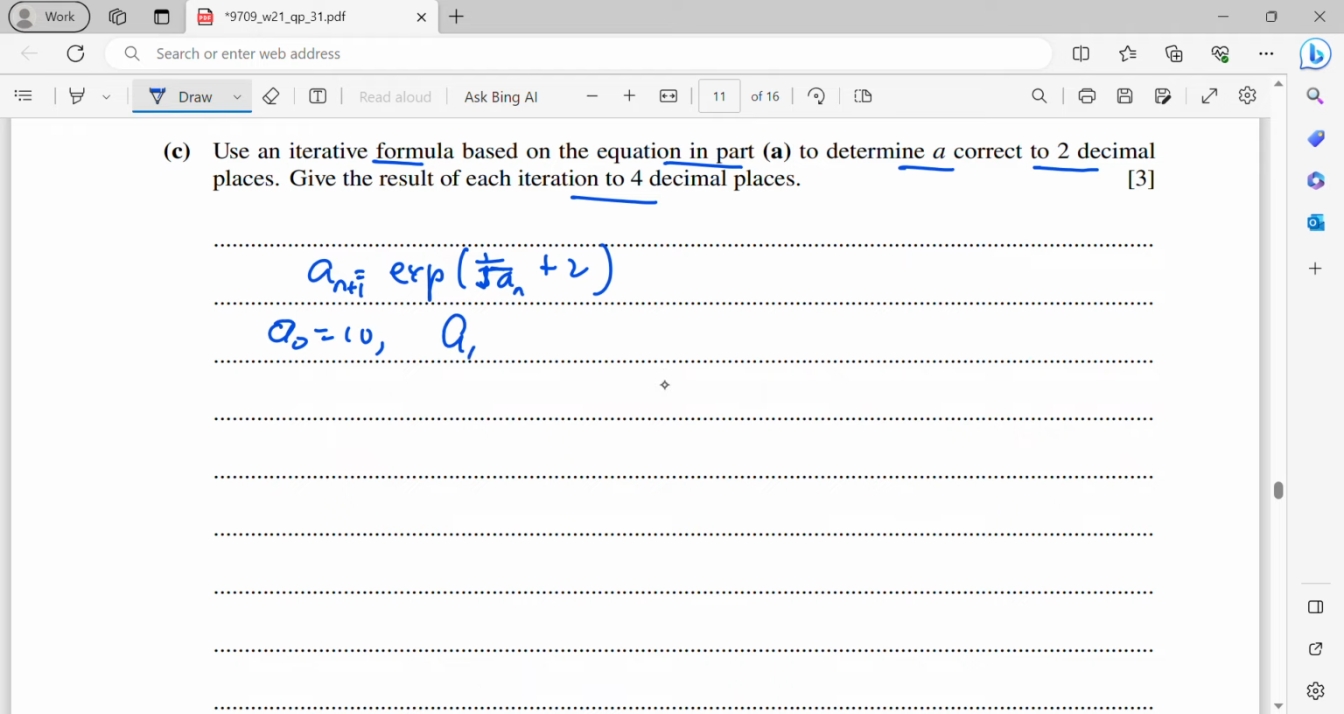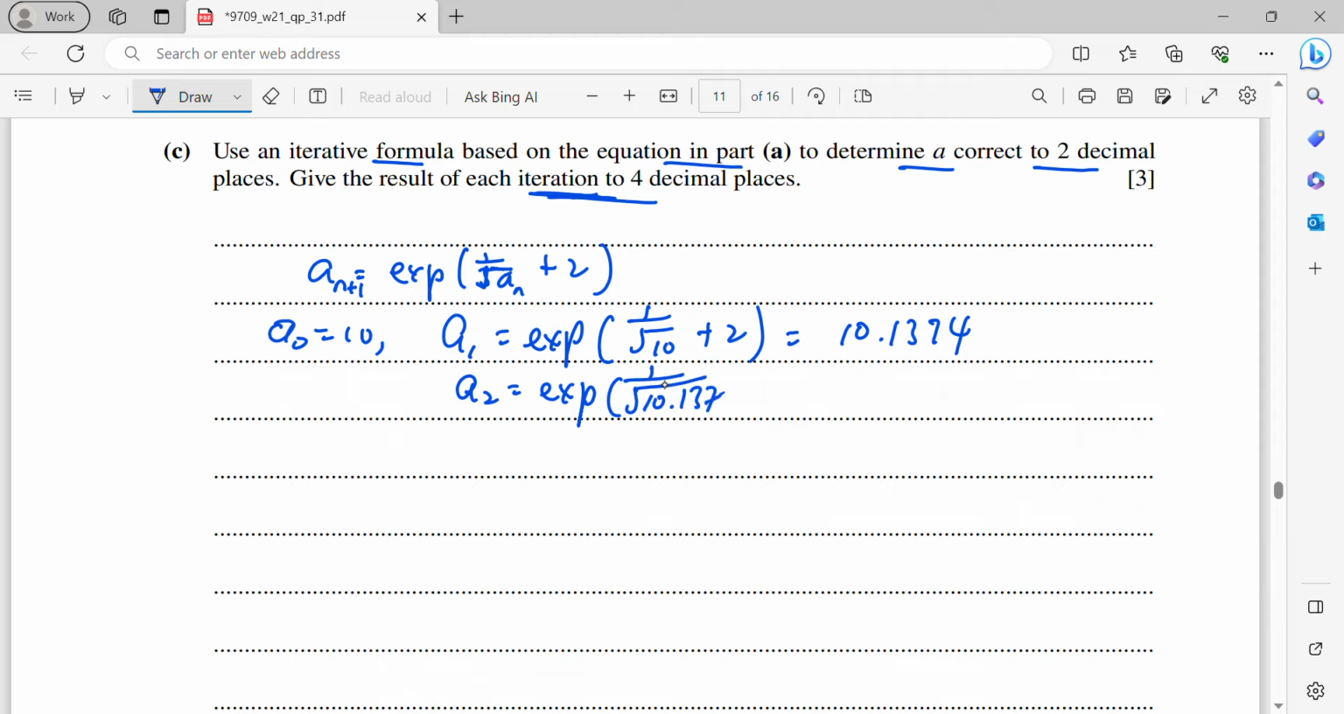So then I will get a1 is exponential of 1 over square root 10 plus 2. Now remember, the iteration is to 4 decimal places. Then I will get 10.1374. Now, a2 is going to be exponential 1 over square root 10.1374 plus 2. So this is going to be 10.1156. Now, when to stop the iteration?